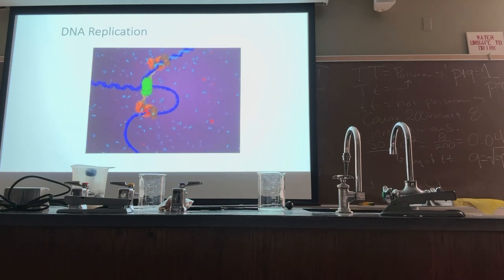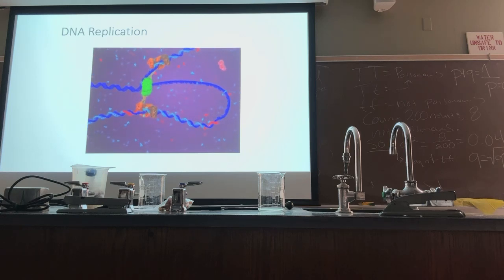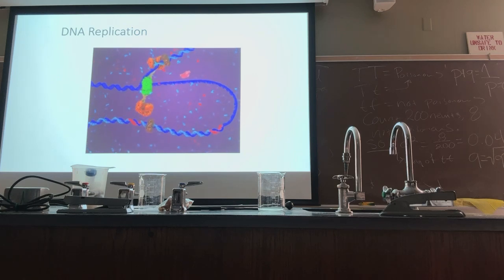Whoa! Many proteins work together at the replication fork. Only some are shown. Here, the DNA is unwound, and DNA polymerases, shown in orange, build new strands of DNA. Original parental DNA strands are shown in dark blue. Newly formed DNA strands are shown in light blue.